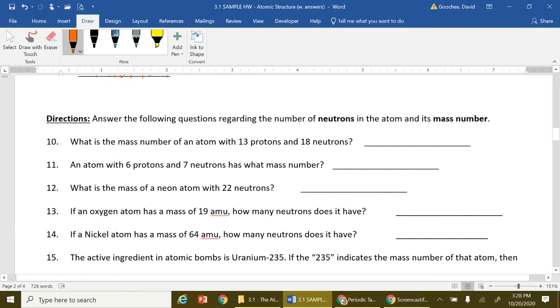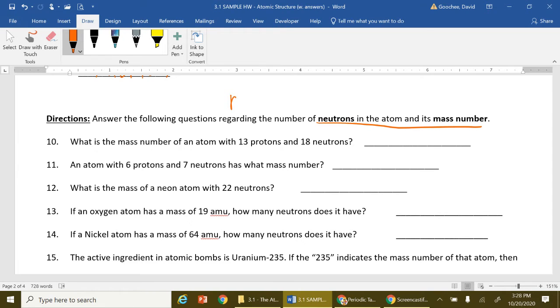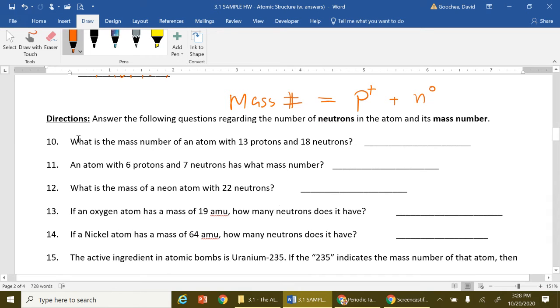Answer the following questions regarding the number of neutrons in the atom and its mass number. So probably it's important to write down that the mass number is equal to the protons of an atom plus its neutrons, okay? We don't care about its electrons because its electrons are so tiny, they basically have no mass. Okay, so here we go.